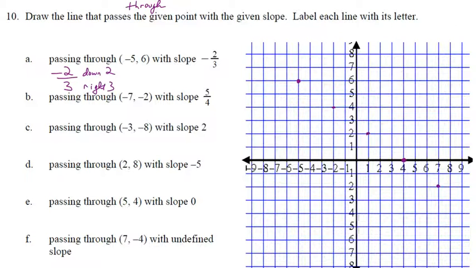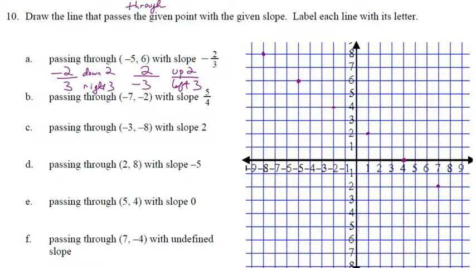But I could also write it as 2 over negative 3. And what does that say? What's this 2 say? Go up 2. Because the top number is rise. If the rise is positive, you go up. If the rise is negative, we go down. The bottom number is the run. If the run is positive, we go right. If the run is negative, we go left 3. So from this point, I can go up 2 and left 3.